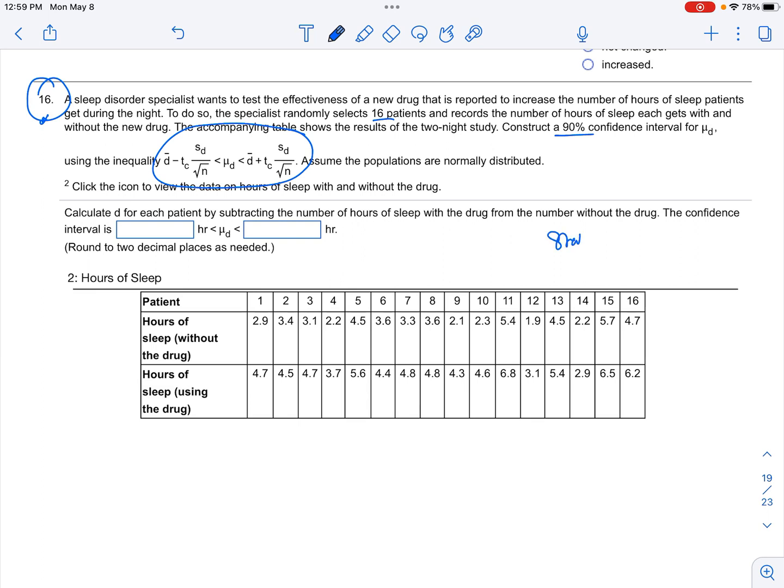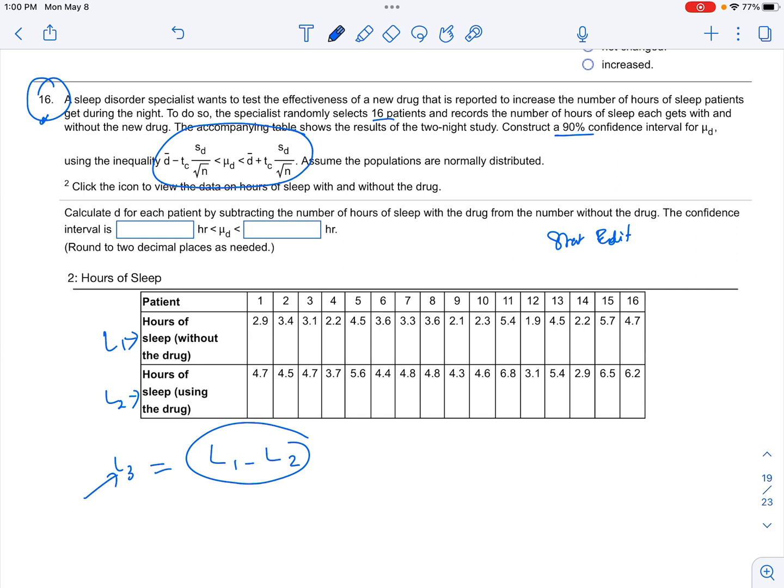What we do is we go into stat, edit, and then we enter this in L1. This guy goes in L2. And then we create L3 where we enter L1 minus L2. And that's what we work with in the calculator. As simple as that. So let's go ahead and do that really quickly. Okay, let's enter the data first. When you enter the data, be careful, okay? Let's enter the data properly. Stat, edit. L1, enter the first row. In L2, you enter the second row.